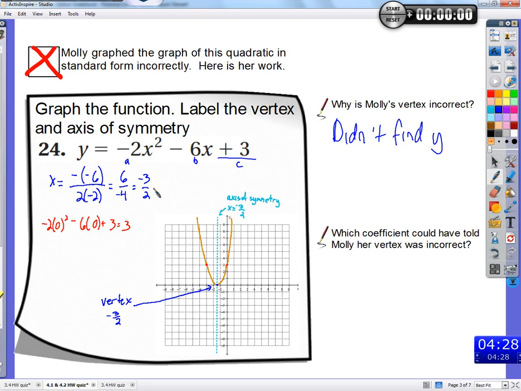Right? But that's only the x, right? What we have here at -3 halves is just the x. We need the y. To find the y, we put -3 halves into the function. So we can do that here. Show how to correct this in addition. So let's see, -2 times -3 halves squared, -6 times -3 halves plus 3. What's -3 halves squared?